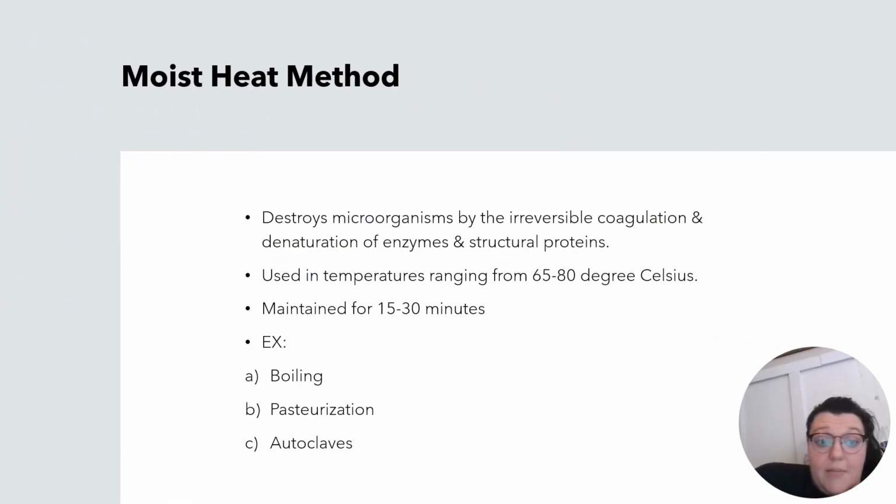Next, we'll talk about the moist heat method. So this is where they want to go in and destroy that microorganism by irreversible coagulation and denaturation of enzymes and structural proteins. The temperatures with this will range anywhere from 65 to 80 degrees Celsius, and that temperature is maintained for 15 to 30 minutes to ensure that microbial death occurs. Some examples of this are boiling, pasteurization, or that autoclave we talked about earlier.